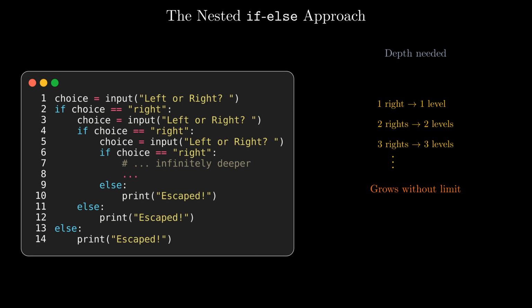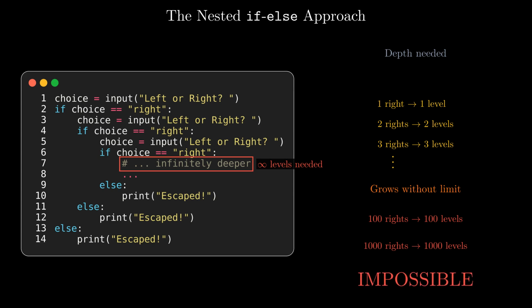And here's the fundamental problem. You don't know how deep to go. The player could choose right 100 times. You need 100 nested levels written out in advance. 1,000 right choices, 1,000 levels. This approach demands infinite code to handle infinite possibilities. Branching alone cannot solve the Lost Woods. This is exactly the problem iteration solves.